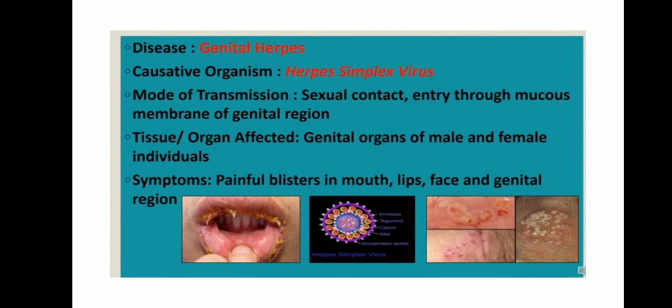Next disease, genital herpes. The causative organism is herpes simplex virus. How do they transmit? Through sexual contact. This virus makes entry through the mucous membrane of the genital region. Here, genital organs of male as well as female individuals are affected. Symptoms: painful blisters in the mouth, lips, face and also in the genital region.